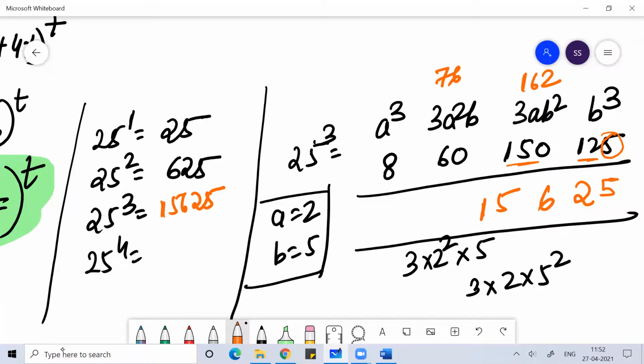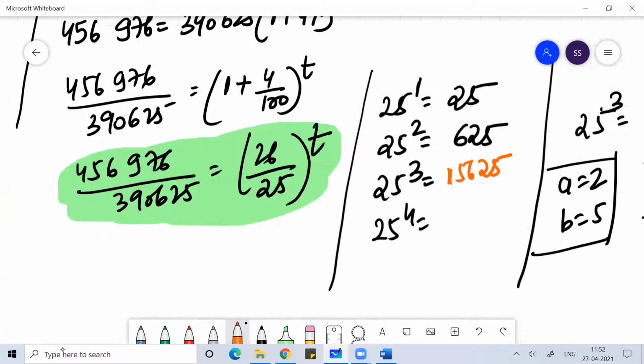So still I did not get this value. I'm looking for this value. Whatever power of 25 will give this value, definitely that power of 26 will give me the corresponding value.